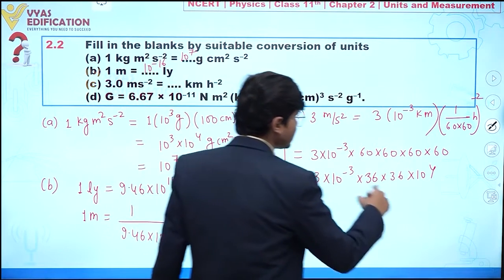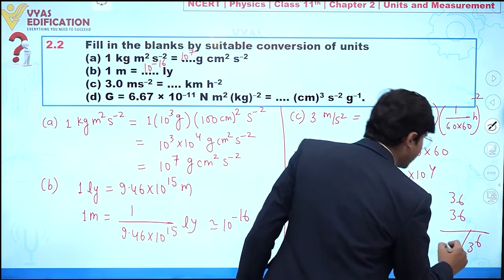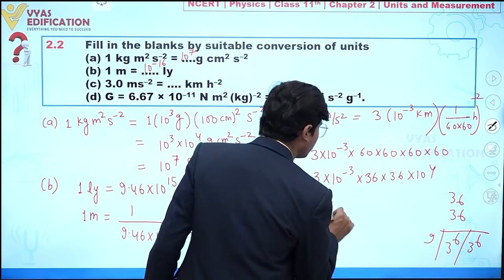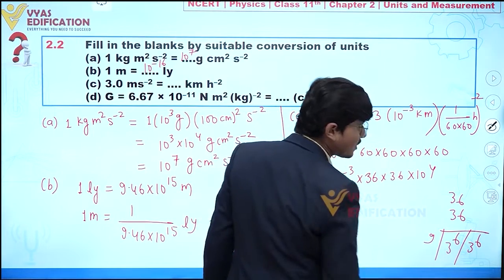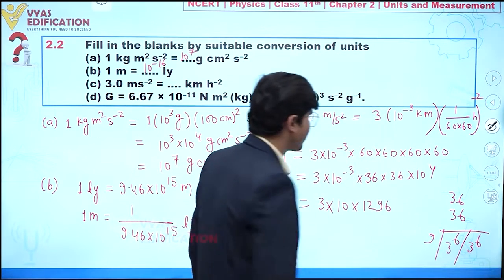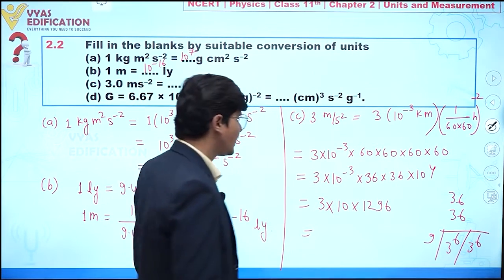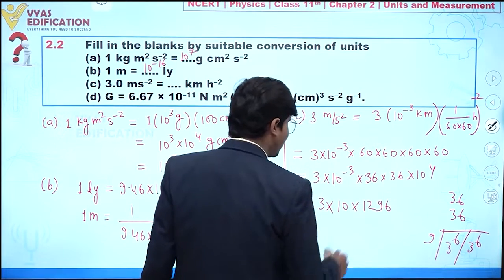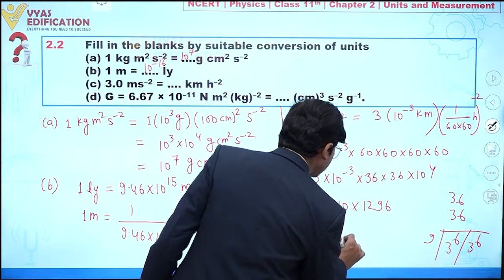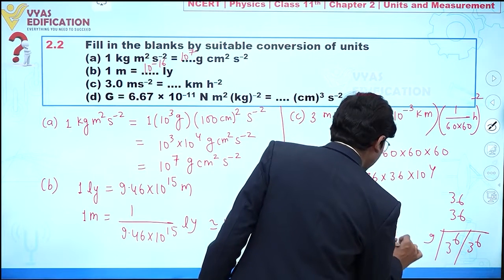So from here 36 multiplied by 36: 36, 18, 18, again 36, here we have 9. So we can write this as 3 into 10 into 36 multiplied by 36, which is equal to 6, we have 9, and this is 12. So if you multiply 3 with 1296, let's suppose this is 1300. 1300 means this is 3900 minus, if we multiply 4 with 3, that is 12 multiplied by 10.